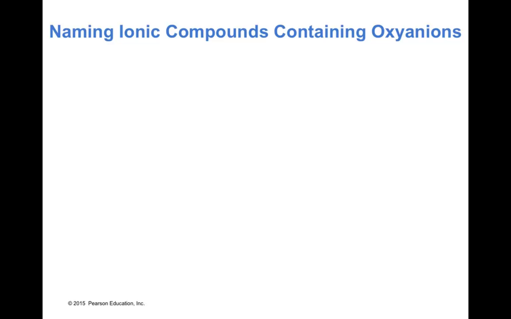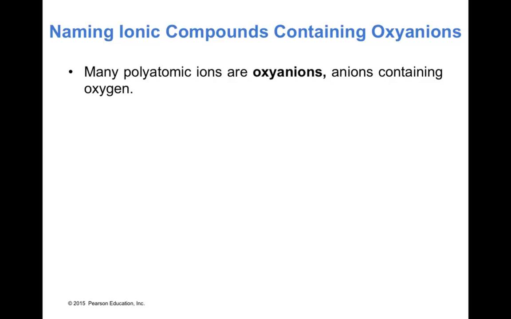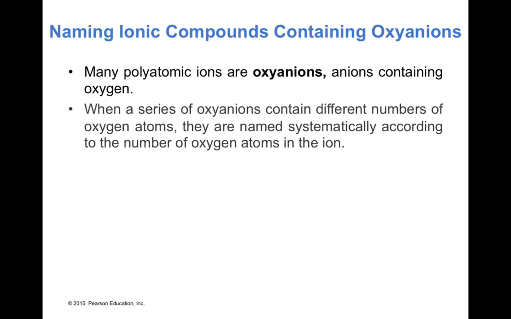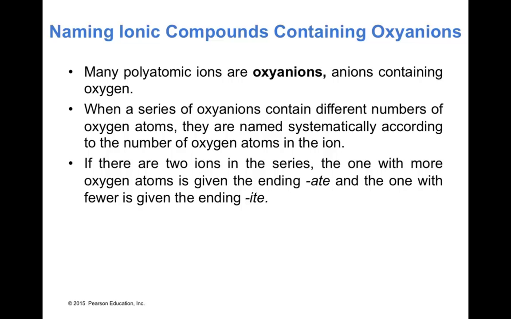Now, let's name ionic compounds that contain oxyanions. Many polyatomic ions are oxyanions, anions containing oxygen. When a series of oxyanions contains different numbers of oxygen atoms, they are named systematically according to the number of oxygen atoms in the ion. So for example, if there are 2 ions in the series, then the one with more oxygen atoms is given the ending ATE, and the one with fewer is given the ending ITE, ate and ite.